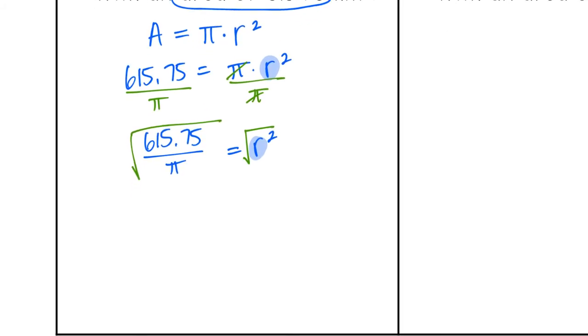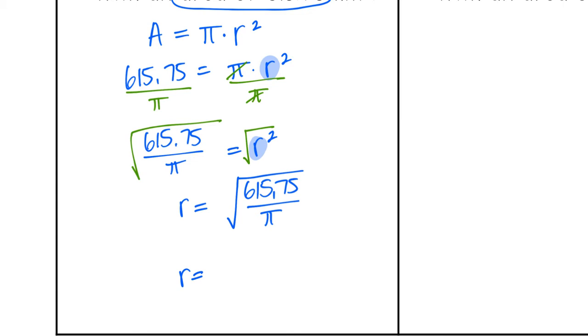So now I'm going to switch the order. I'm going to put r first. r is equal to the square root of 615.75 divided by pi. So now just type that into the calculator. You don't need to put the r equals. Just start with the square root symbol, this here. Type that into the calculator. And we're going to round also to the nearest tenth.